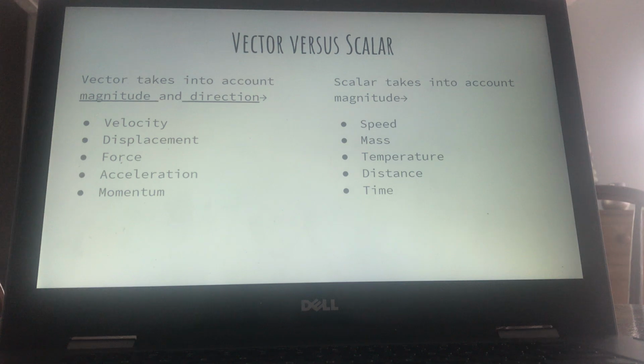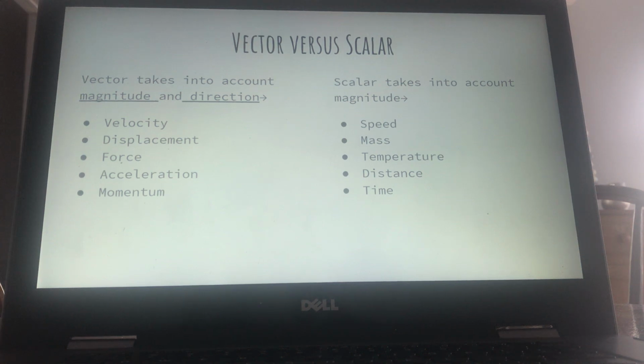Vector versus scalar, like I said, this is super important when you're first starting physics to identify the difference between these two. Vector takes into account magnitude and direction, versus scalar, it only takes into account magnitude. So scalar only thinks about that number, it does not care about the direction. It doesn't care if it's up, down, left, or right, who cares?